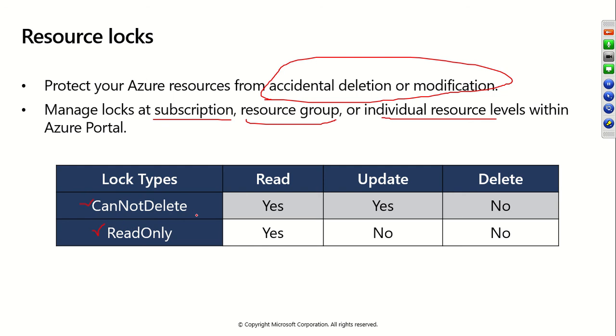When you have cannot delete, it means that the person can read that resource or the resources in the group or all the resource groups. The person can also update and make changes, but cannot delete. You are blocking the person from deleting. With a read only lock, the person will only be able to view or read. He will not be able to make changes and cannot delete. Okay.